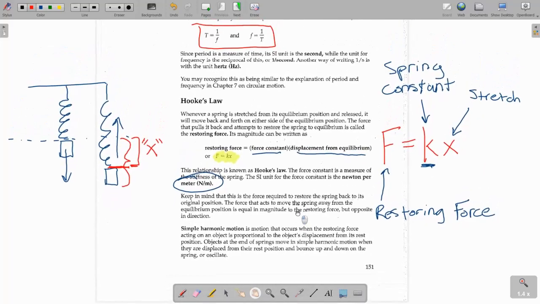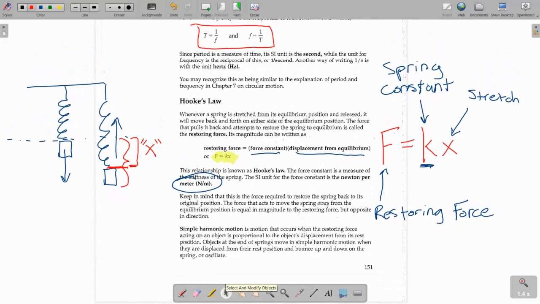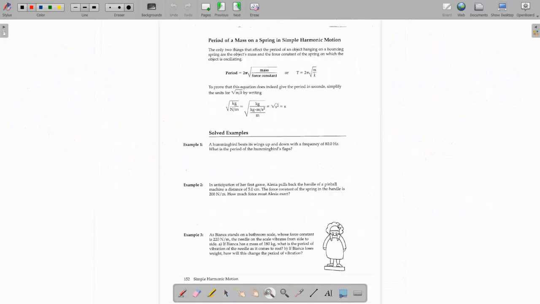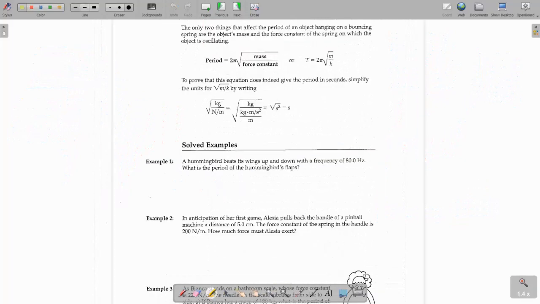There's one other equation that we'll talk about here on the next page. This is an equation very, very similar to what you already worked with in the pendulum math. The period of a spring is equal to 2 pi times the square root of the object that's on the spring, its mass, over the spring constant. So this is mass, and this is spring constant.